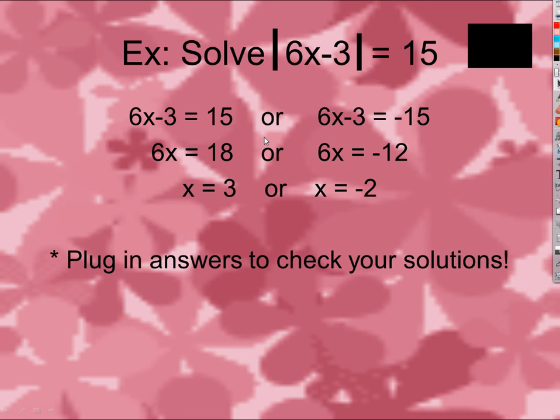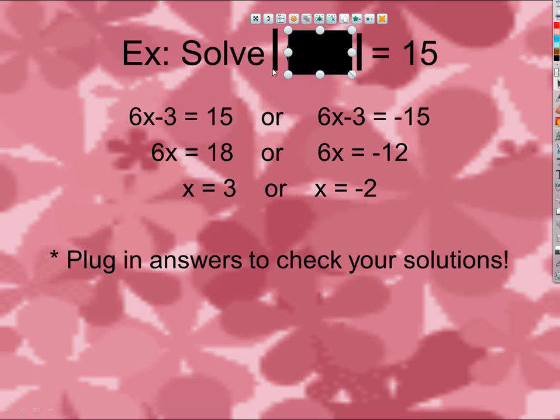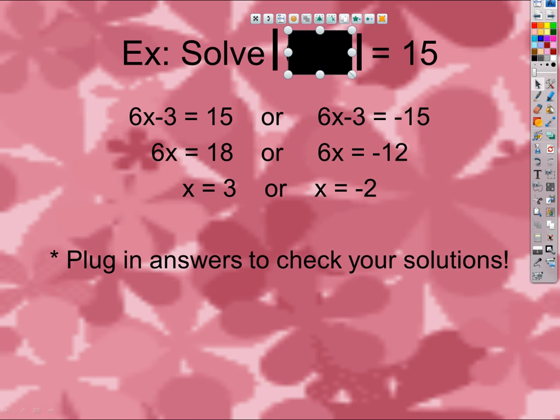We could check this. If I plug 3 in for x, I get 6 times 3 is 18, minus 3 is 15, and the absolute value of 15 is 15. If I plug in negative 2, I get 6 times negative 2 is negative 12, minus 3 is negative 15. And the absolute value of negative 15 is 15, right? So either way.